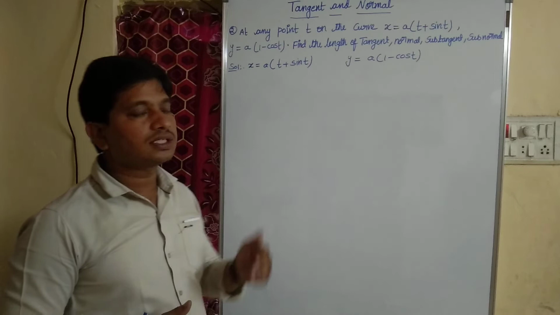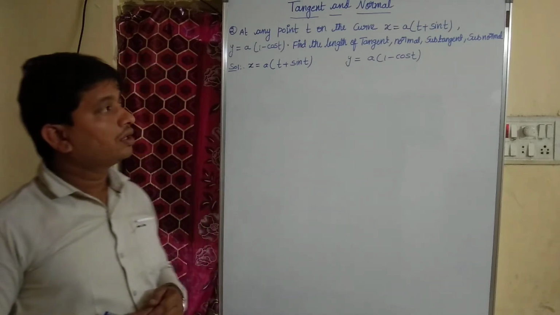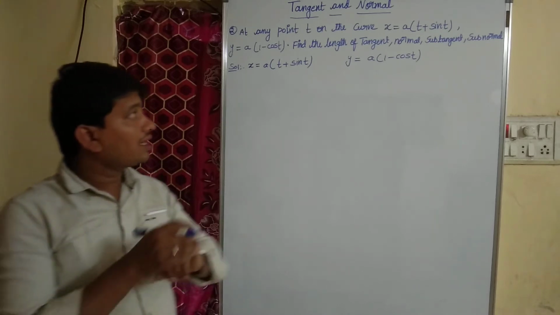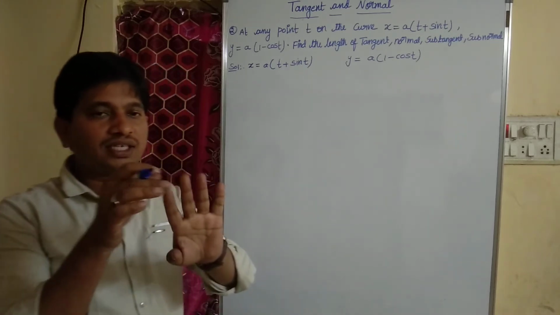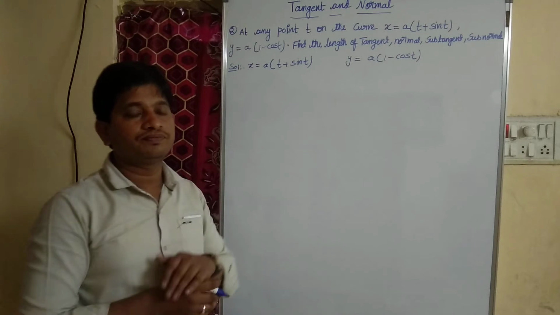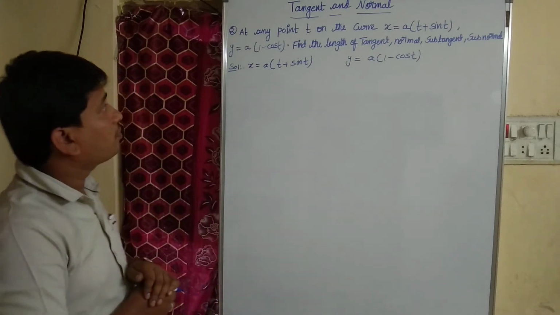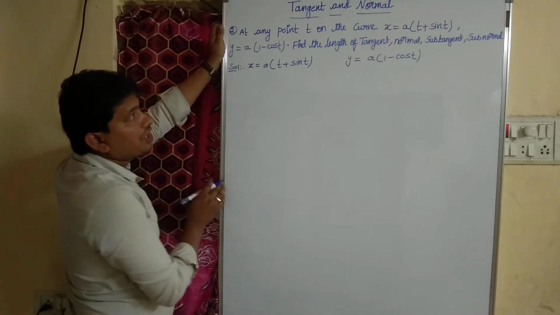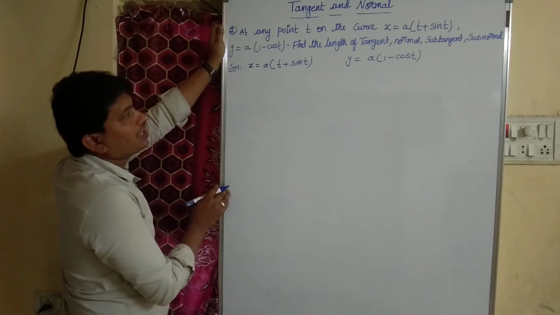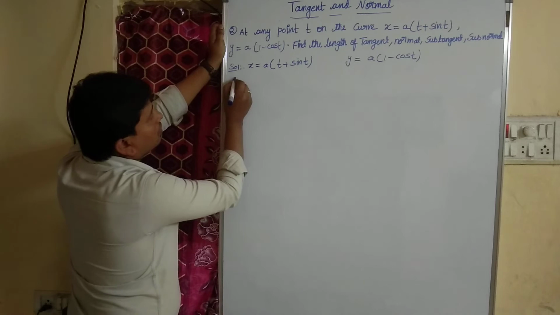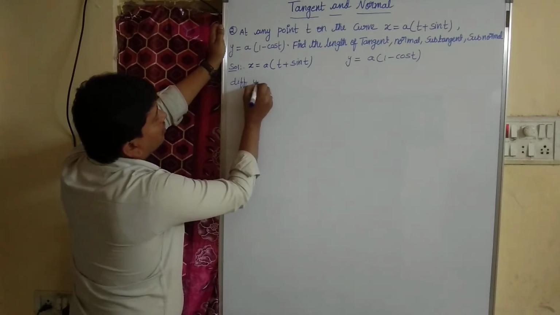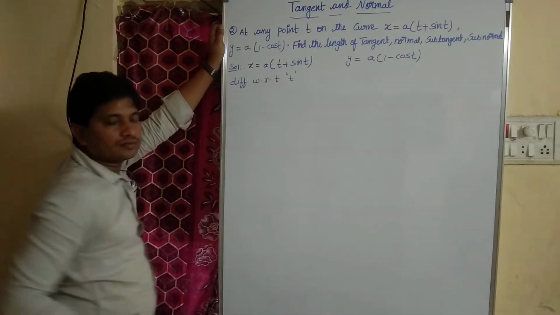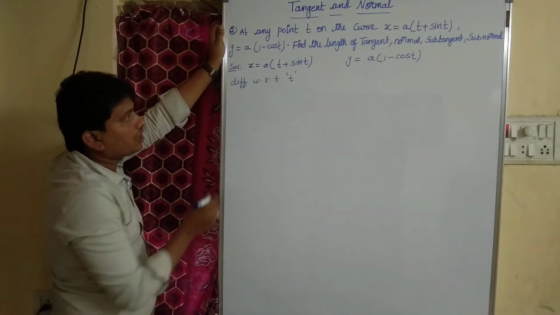And the third one is length of subtangent, and the fourth one is subnormal. Actually, they are asking to find the length of tangent, normal, subtangent, subnormal. There are 4 questions we have. Okay. So what is the given point on the curve? T on the curve, x is equal to a into t plus sin t. What you do? Differentiate with respect to t.